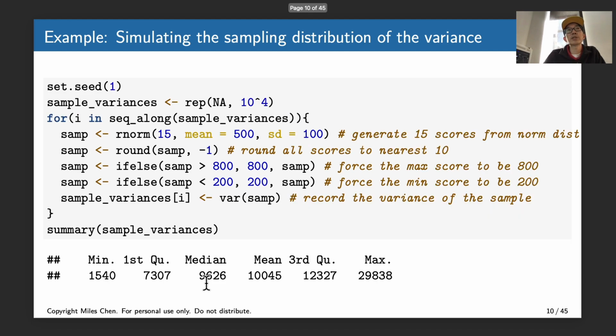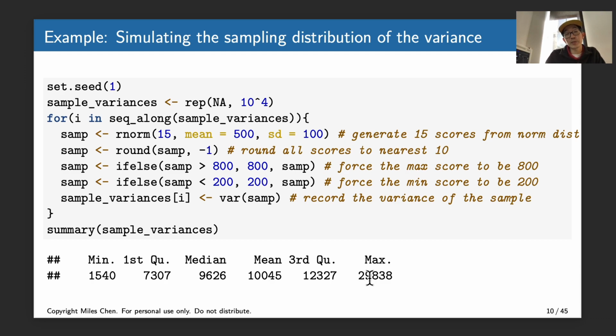What if I do this a bunch of times? So I'm going to just create a for loop. I'm going to say, hey, I want to keep track of 10,000 of these things, and every single iteration of my loop, generate 15 random values, round the values, max the 800, min the 200, calculate the variance of my sample, and keep track of it in sample_variance[i]. And so I can say, okay, my mean variance is 10,045.